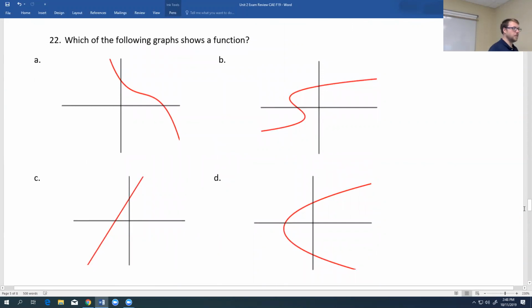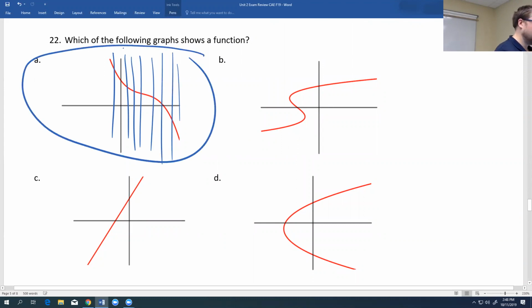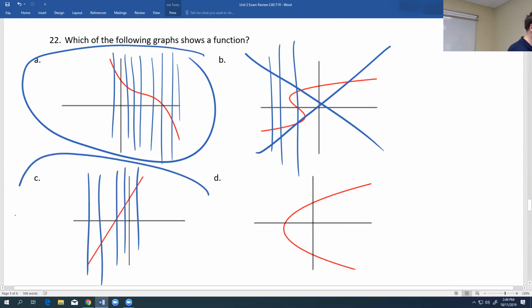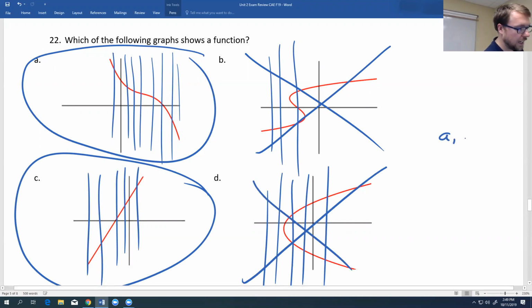Okay, which of the following graphs shown below shows a function? If you're trying to eyeball whether it's a function or not, you can imagine doing a vertical line test, and you can see this one passes. Vertical line test. If it fails the vertical line test once, that's not a function. Passing everywhere, that's a function. Vertical line test. All right, that's failing, so that is not a function. So A and C.